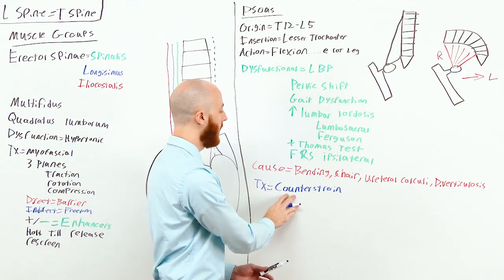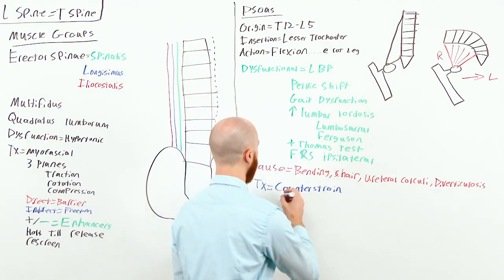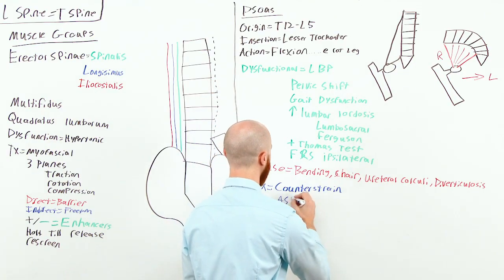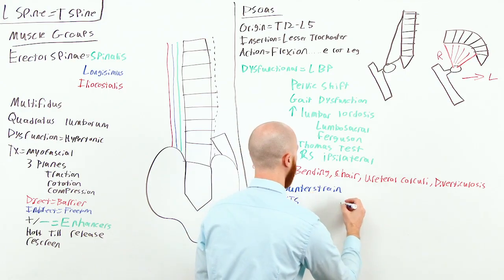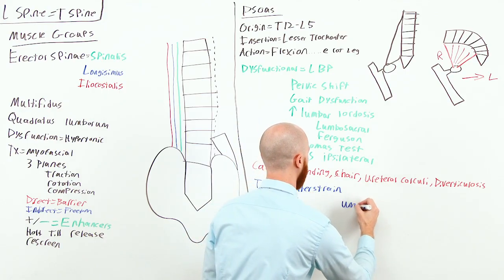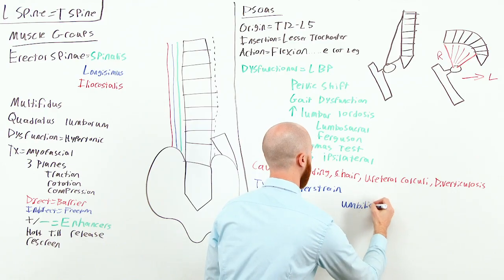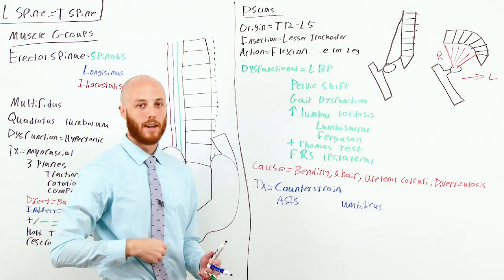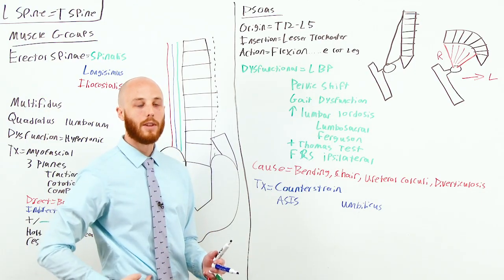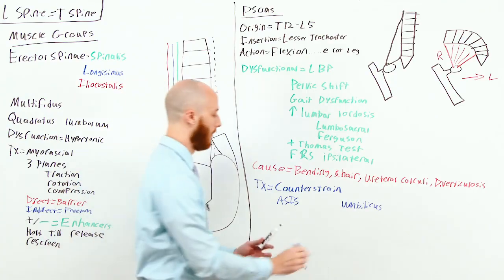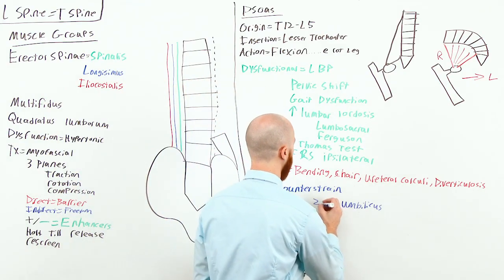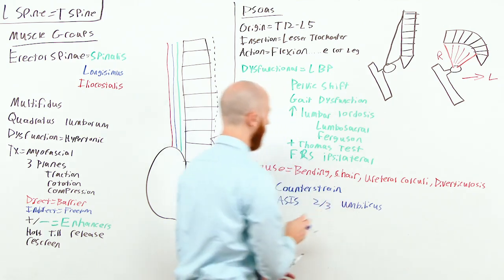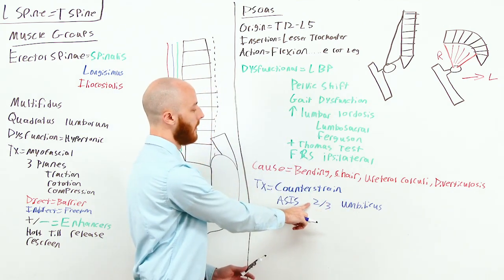So if you want to find the tender point, you have to know where the ASIS is and where the umbilicus is. Once you know where these two landmarks are, you then have to travel 2/3 of the distance between them and palpate deep. That's where the tender point will be for the psoas muscle.